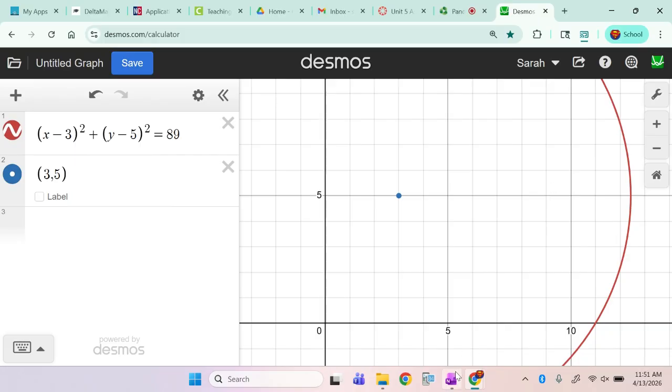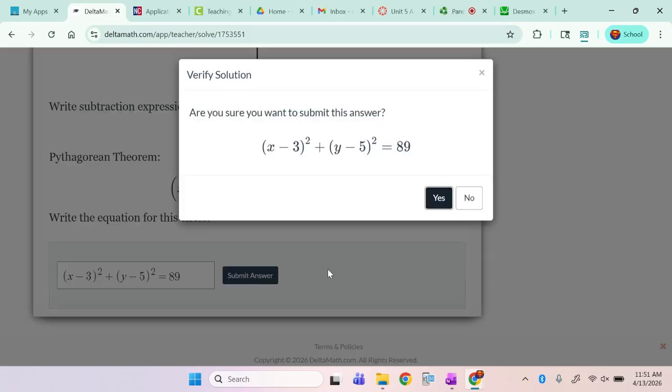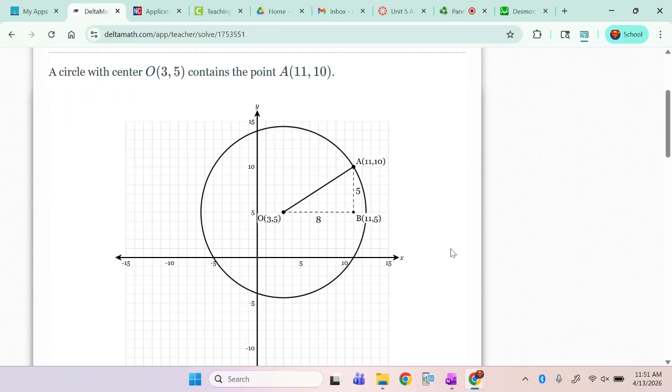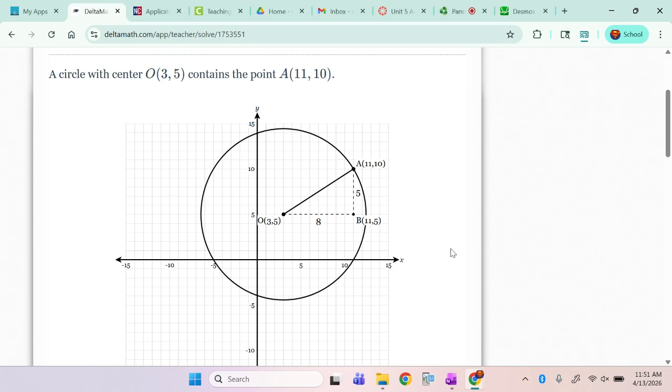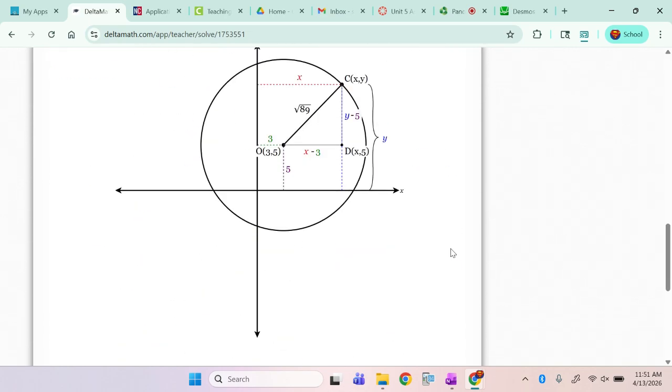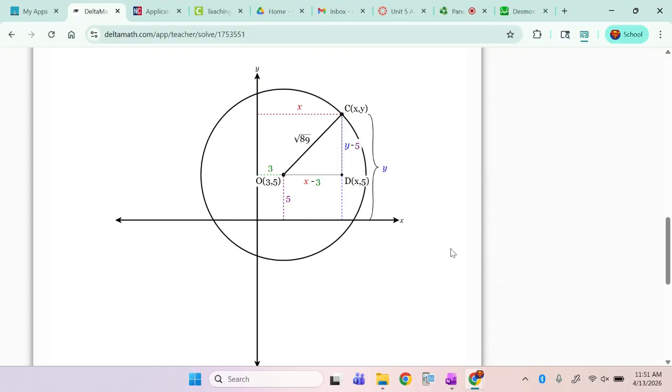Now, here's my question to you guys. Why does that equation make sense? So if I go back and look at the original circle, all right, actually, let's look at this one. The radius is the square root of 89, and the center is 3, 5. What about this equation can relate back to those two pieces? What do you notice? What's the connection?